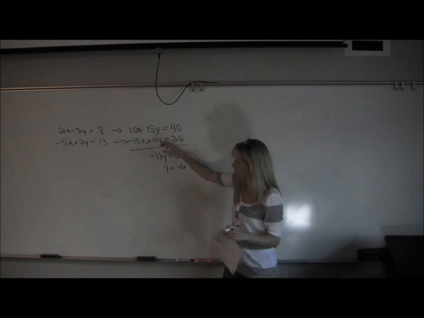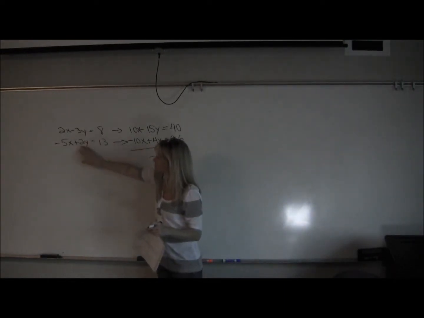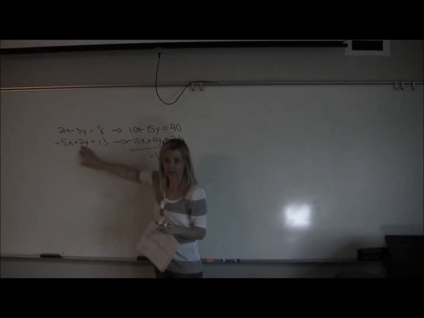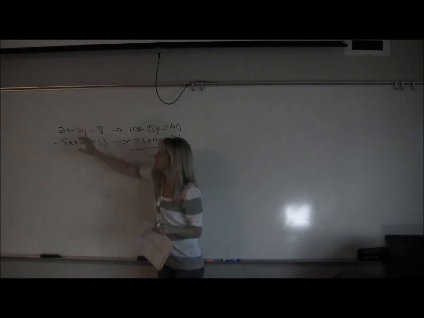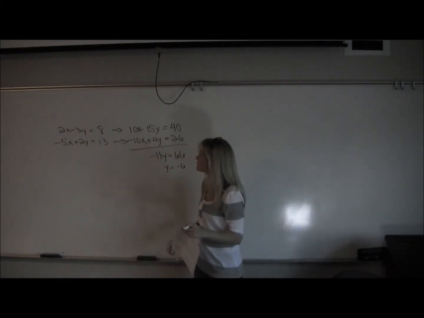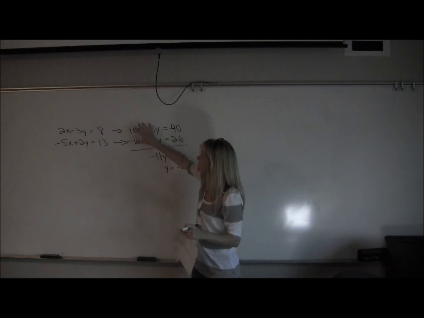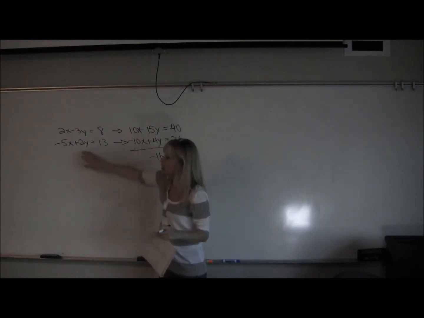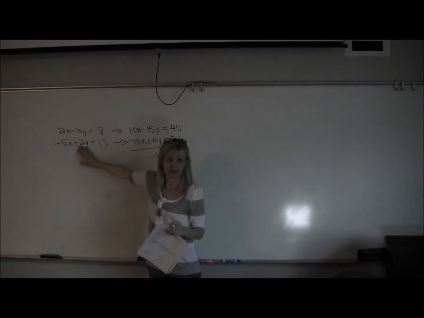Okay. You could also have multiplied this by 2 and this by negative 3, or by positive 3, because they're opposite. 2 and 3. So anything to make it so that something cancels. In that case, my y would have canceled. I would have solved for x and then gone back and solved for y.